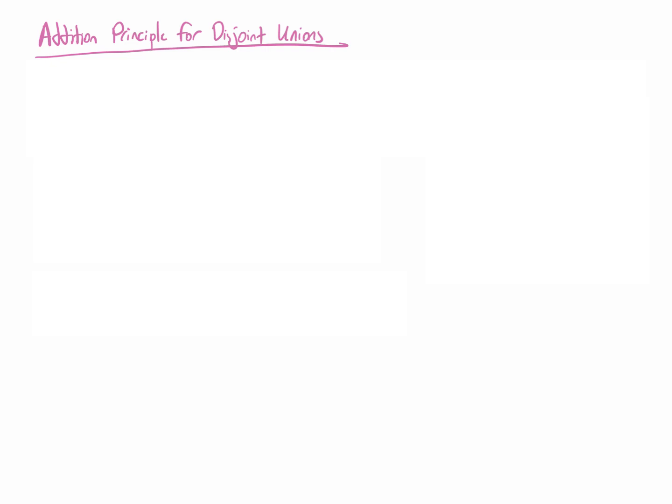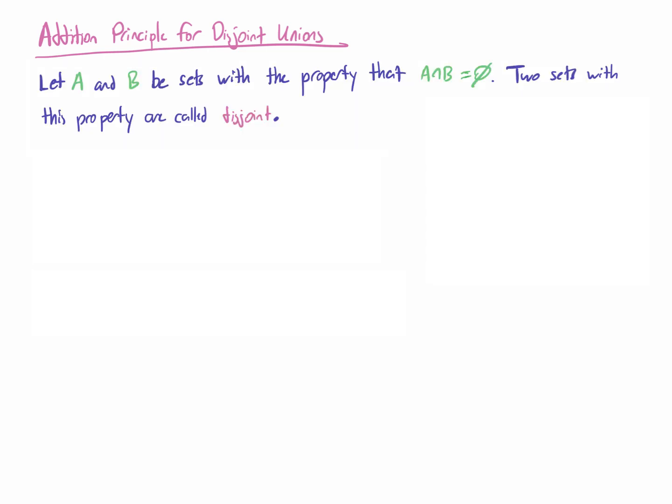So let's start with one of our first counting or combinatorial principles, and this is what we sometimes call the addition principle for disjoint unions. What the addition principle for disjoint unions asks us to consider is two sets that have no overlap. So here's our setup. Let A and B be two sets with the property that their intersection is equal to the empty set. There's no elements that are in both of them. If I have two sets like this, we have a fancy word for this. They're called disjoint, no overlap.